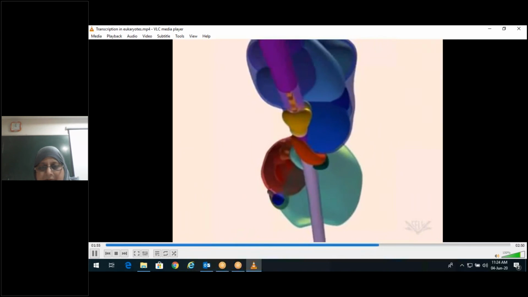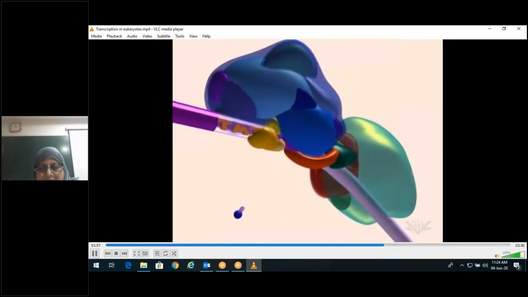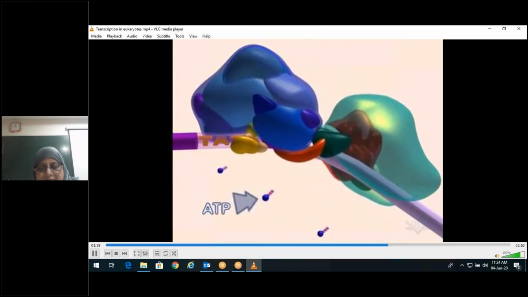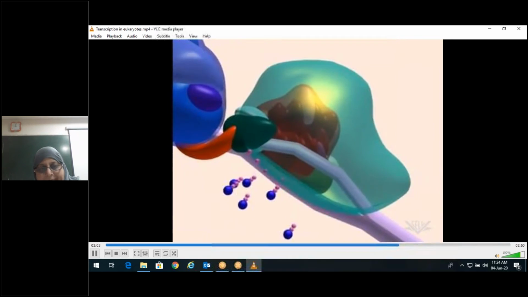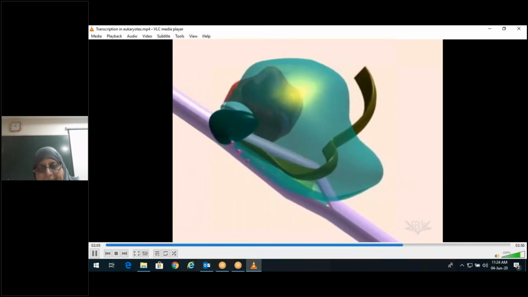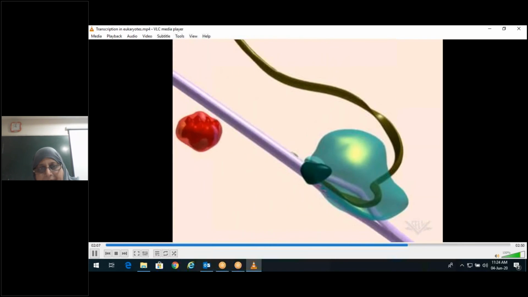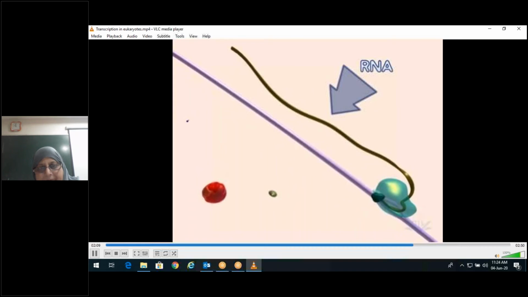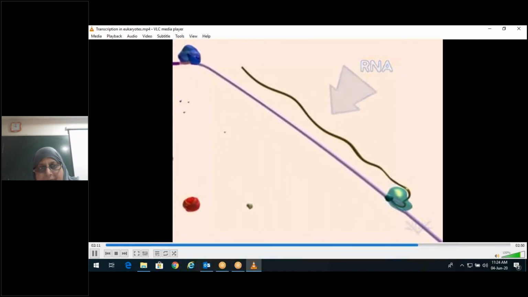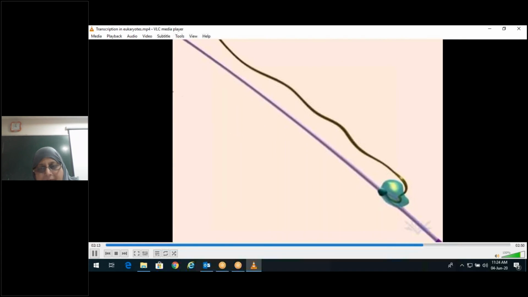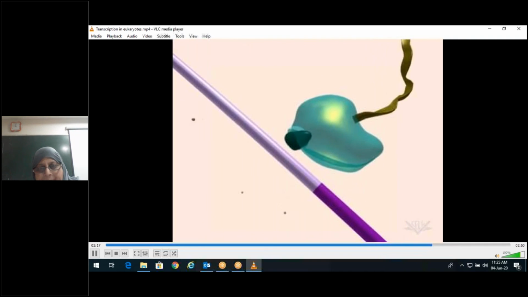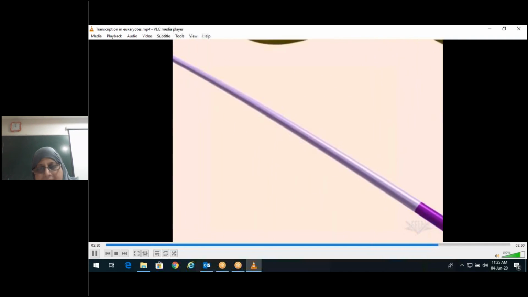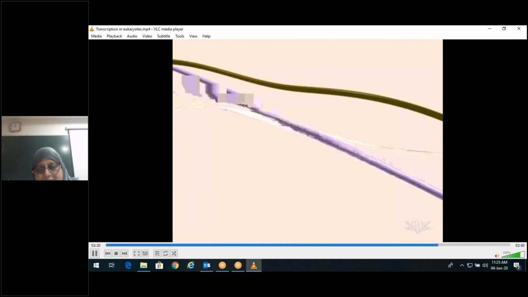Now, energy must be added to the system for transcription to begin. This energy is provided by the hydrolysis of ATP to ADP and Pi. RNA polymerase then synthesizes an RNA strand from the template. Most factors are released after transcription begins. When the end of the transcription unit is reached, RNA polymerase dissociates, and the newly formed RNA strand is released.